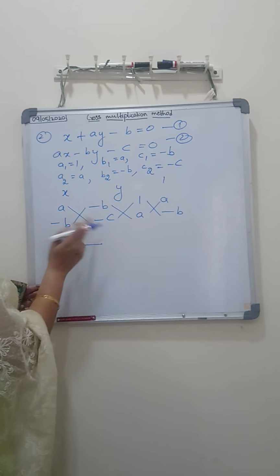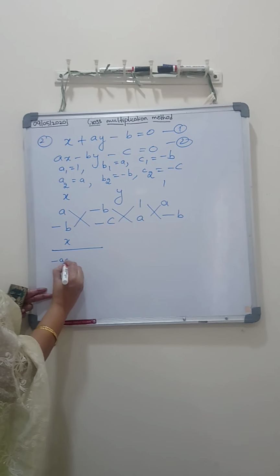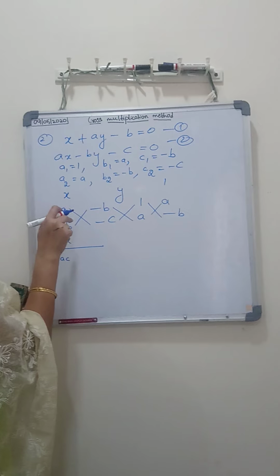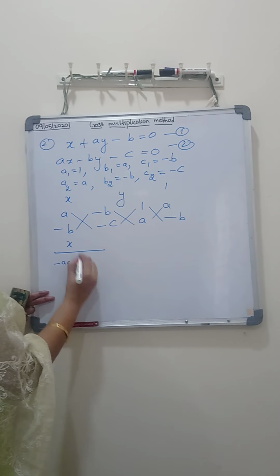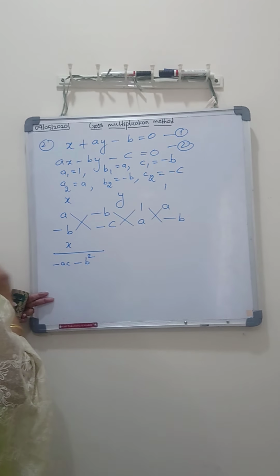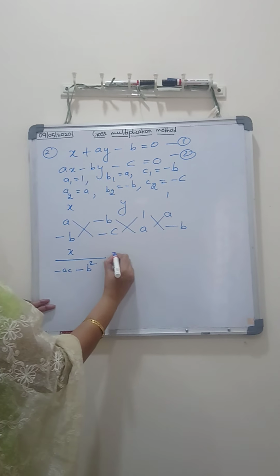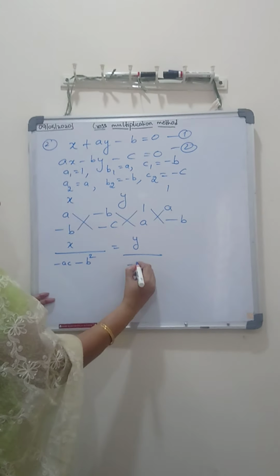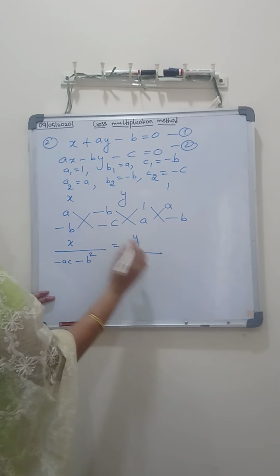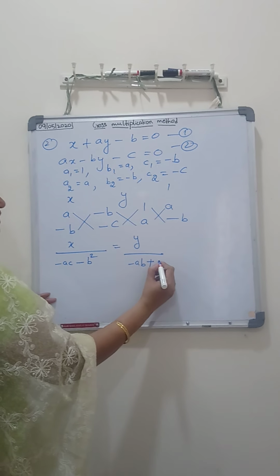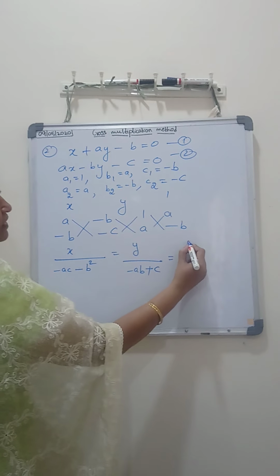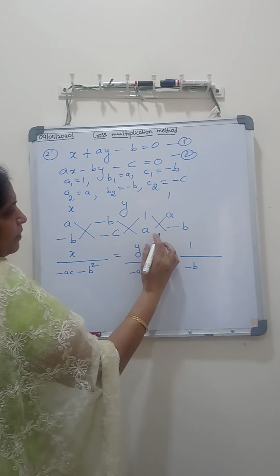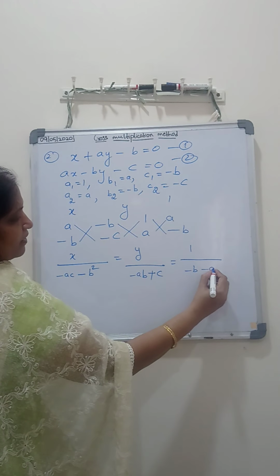Okay, now x by the product of this, a and minus c, minus ac. Minus into minus is plus, and in the formula itself you got minus, plus b into b, b square. Yes children, is equal to y by minus b into a is minus ab, minus into minus plus, 1 into c is c, is equal to 1 by minus b minus a square. Like this you got, children.